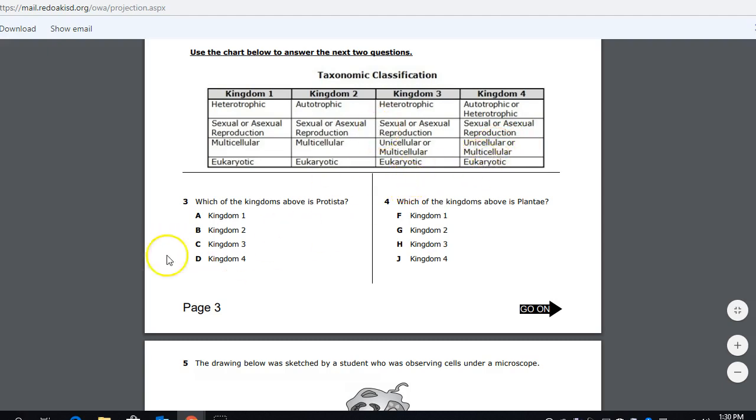So, here are the questions. Number 3, which of the kingdoms above is protista? Is it Kingdom 1, Kingdom 2, Kingdom 3, or Kingdom 4? Remember, you can pause the video if you need to right now. Question 4, which of the kingdoms above is plantae? Is it Kingdom 1, Kingdom 2, Kingdom 3, or Kingdom 4?